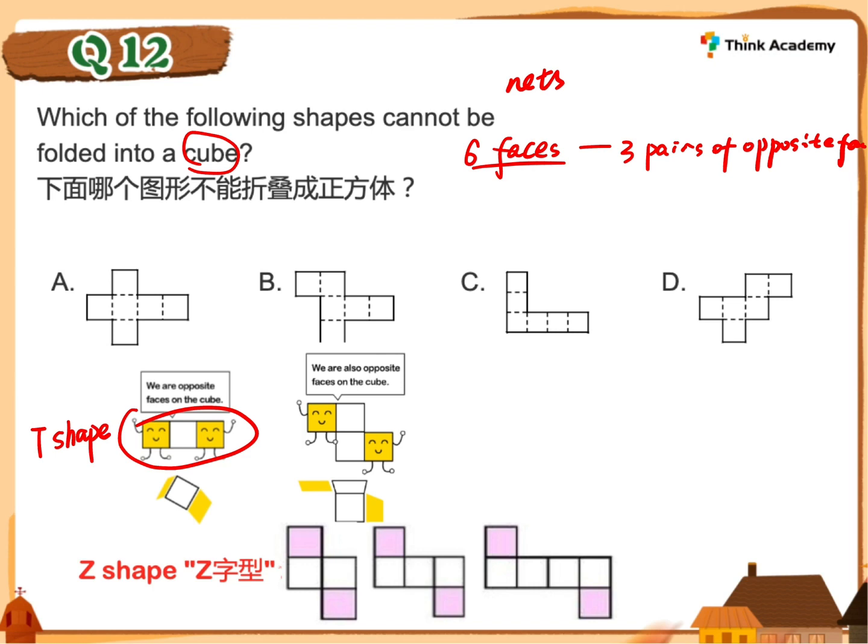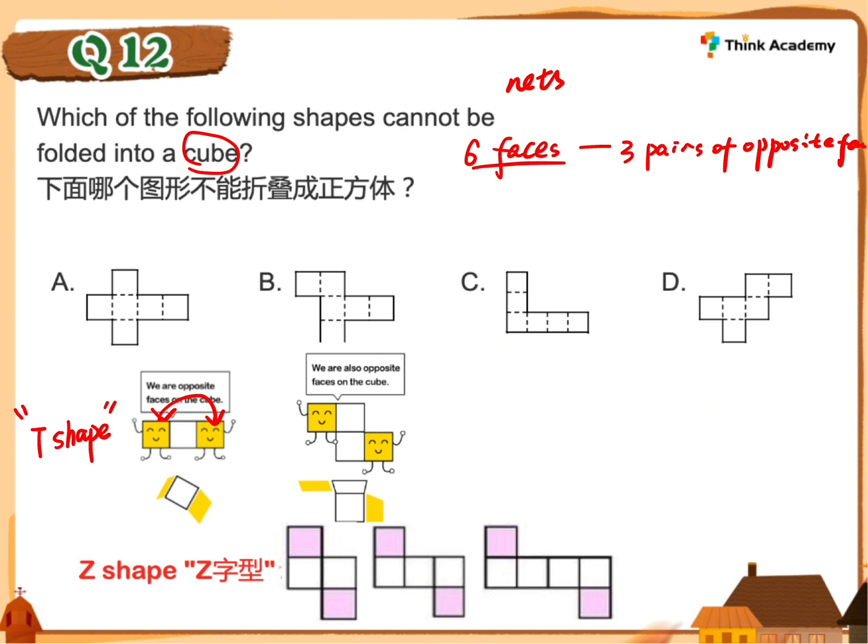Like here, you can see 2 yellow squares. They are opposite faces on the cube. And then they are put in a line, right? So actually you can see it like a frog, jumping from the first place to the third place. Yeah. Okay, this is the first shape.